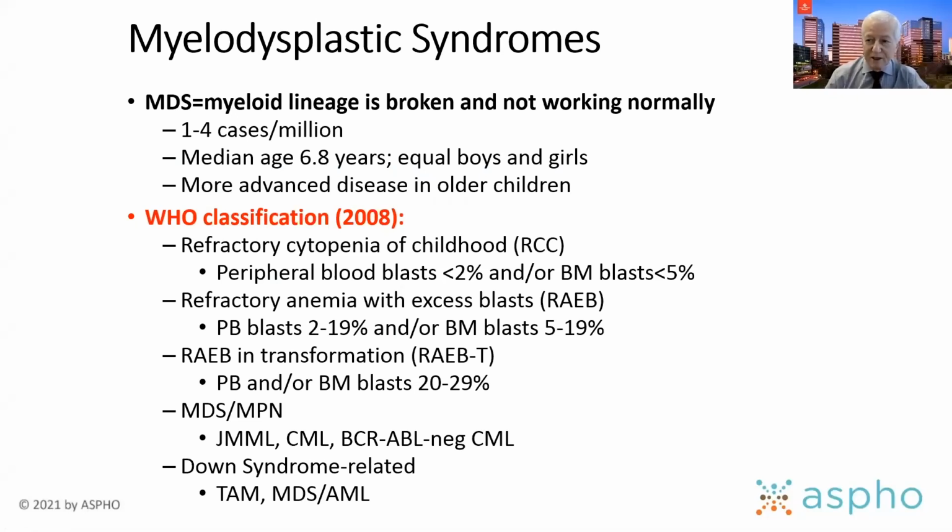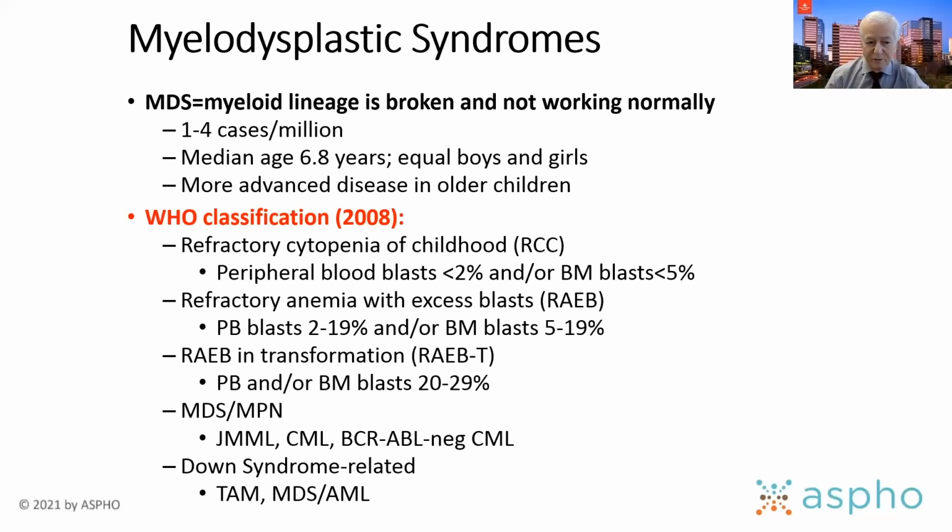The group called refractory cytopenia of childhood, which is often found within those inherited syndromes I just mentioned, have low peripheral blood blasts of less than 2% and low bone marrow blasts of less than 5%. When they have increasing blasts beyond that, they are known as refractory anemia with excess blasts, and they typically have up to 19% in the peripheral blood and the bone marrow. A more advanced stage is called REB in transformation, in which the blasts get up to the levels found in leukemia patients, 20 to 29%.